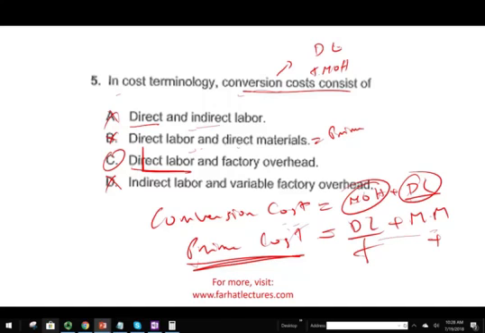Hopefully those questions will help you understand the basic cost terminology concepts that you will need to know for the BEC CPA exam, as well as in a managerial or cost accounting course.